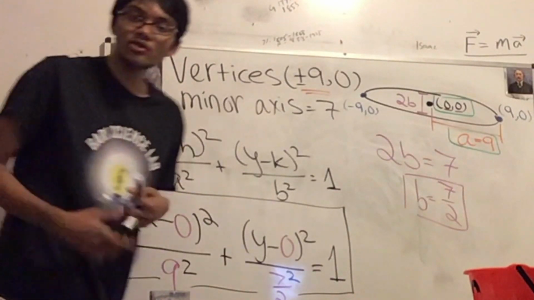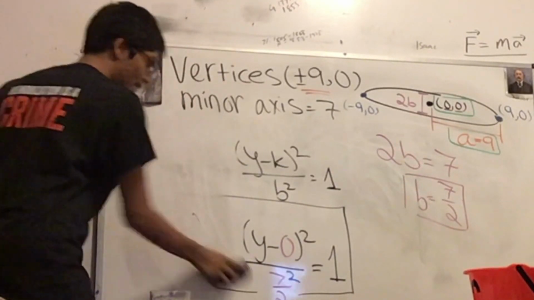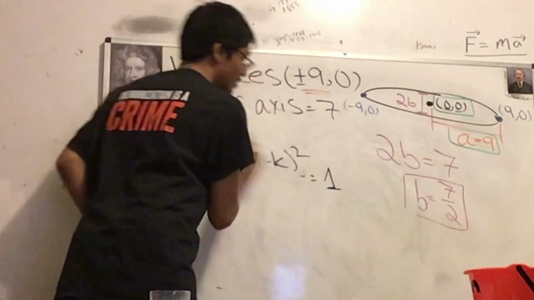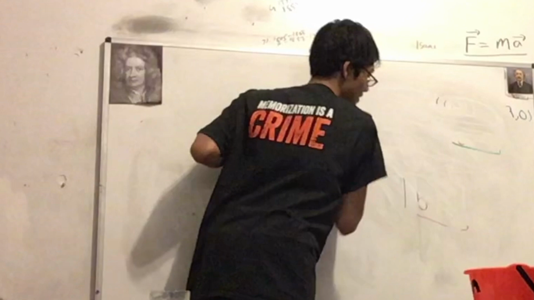Alright, so let's go ahead and do two more examples. So, let's take a look at our second example. Our second example, we're not going to have the same values, and we're definitely not going to have the center of the origin. So hopefully we can mix things up a bit.